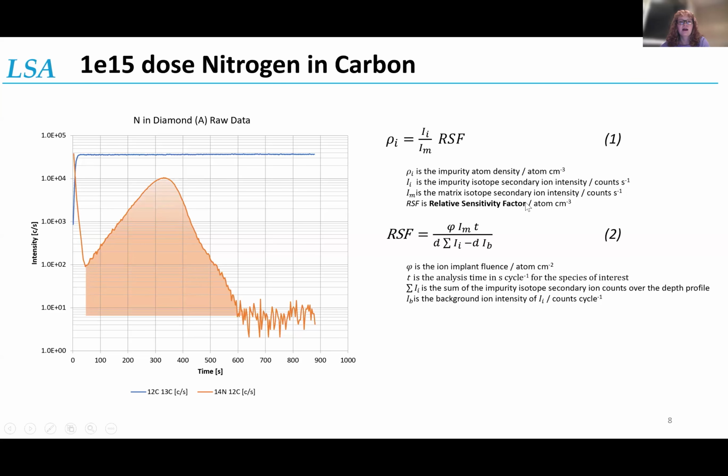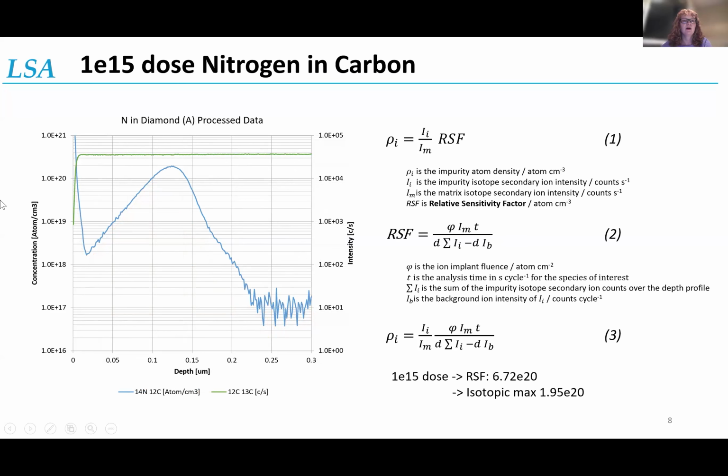And if we add these two equations together, we can compare a known sample with a known dose of, say, nitrogen with an unknown sample in the same matrix. So if this is a 1E15 dose, the area under this curve, or the integration of each of the individual points, is equal to a 1E15 dose. From this, in equation 2, we can get a relative sensitivity factor.